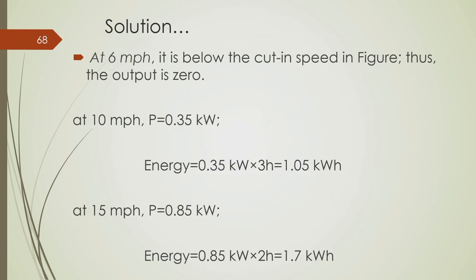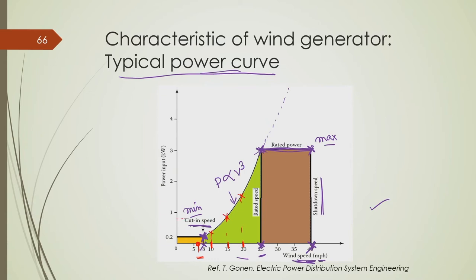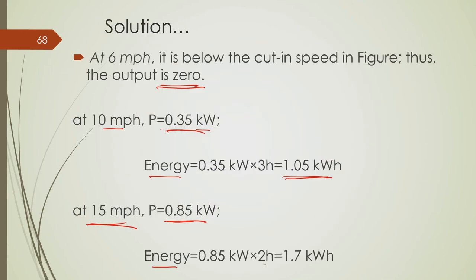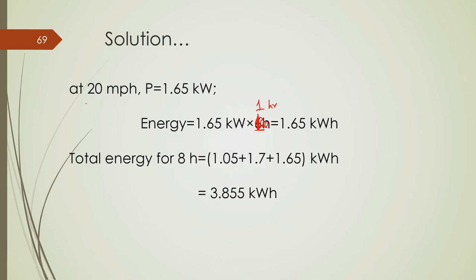Now, we find that at 6 mile per hour, the generation would be 0, and at 10 mile per hour it is 0.35 kilowatt. Since the duration for this particular wind speed is 3 hours, the total energy available in the wind is that much. Similarly, at 15 mile per hour, you get this much power available in the wind, and accordingly you can find out how much energy is available by multiplying by the duration of the day for which you have that wind velocity. Similarly, at 20 mile per hour the wind power availability is that much, and the duration is 1 hour. So, this gives us that much. This is the total energy for these 8 hours.